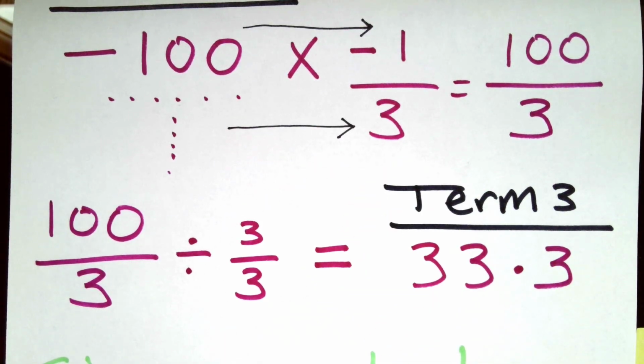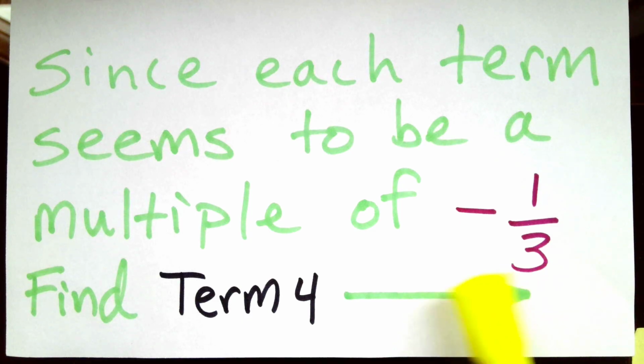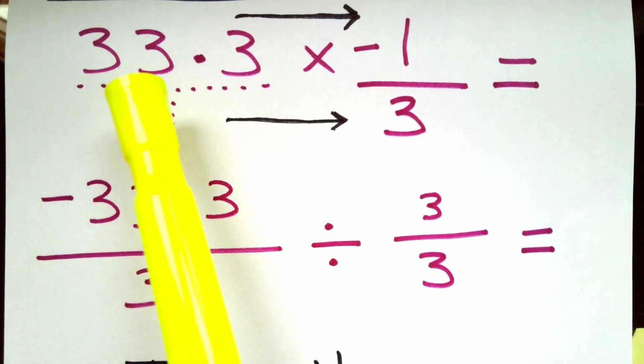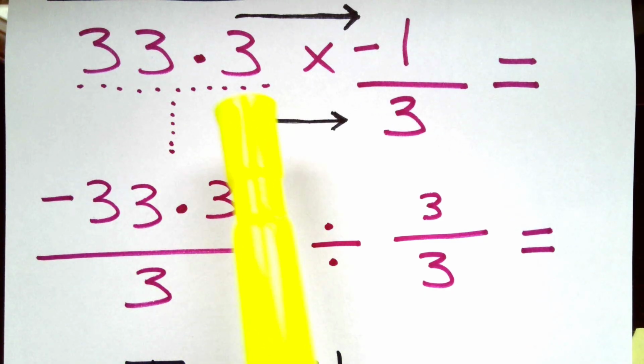I'm feeling very confident now that if I multiply this third term times the ratio, my product, or the answer to a multiplication problem, will be my fourth term. So that's what I'm going to do. I'm going to take my third term, 33.3, and multiply times a negative 1/3 you see here. That will give me that fourth term value. All right, so let's take that third term, 33.3. Remember, there's an invisible 1 in the bottom of this number.